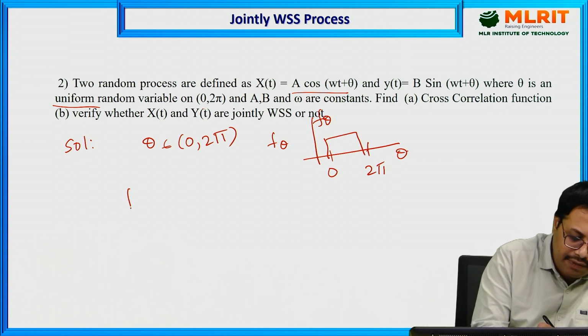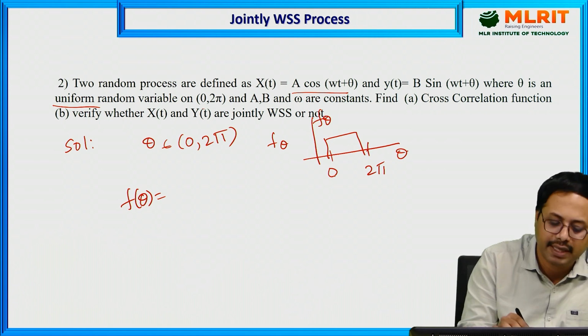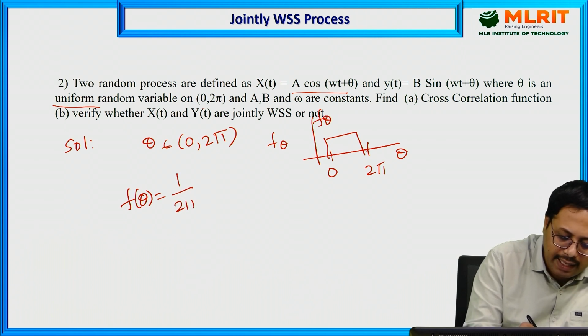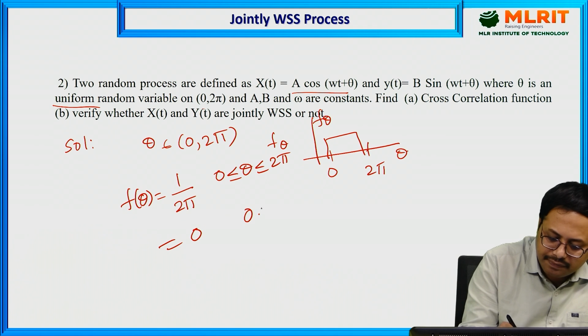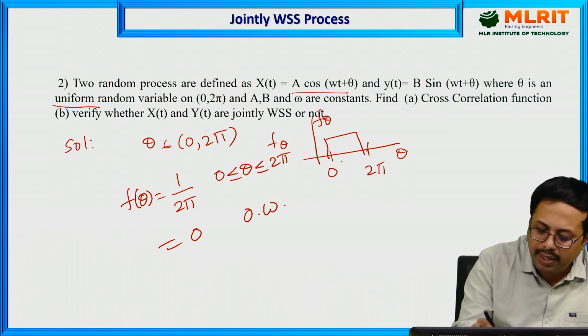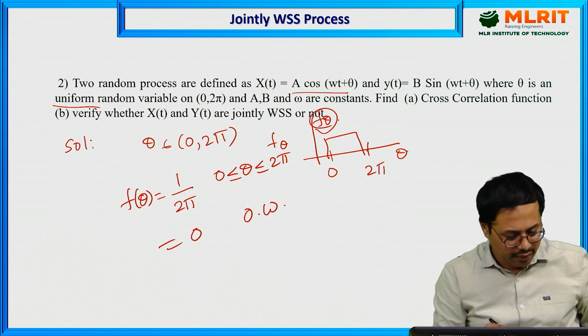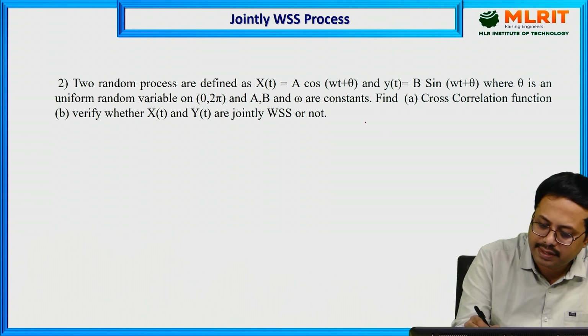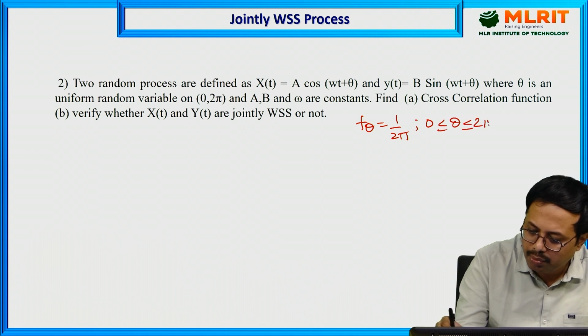Then f of theta becomes 1 by b minus a, that is 1 by 2 pi, defined for the interval 0 less than or equal to theta less than or equal to 2 pi, and 0 otherwise. It is defined only for the interval 0 to 2 pi, and the value of the density function is 1 by 2 pi. So you can write f of theta is equal to 1 by 2 pi for 0 less than or equal to theta less than or equal to 2 pi.